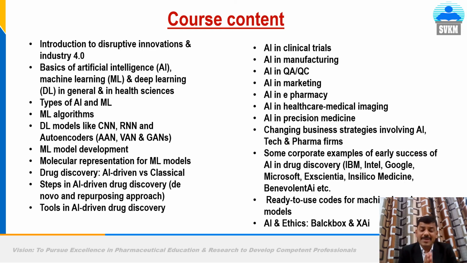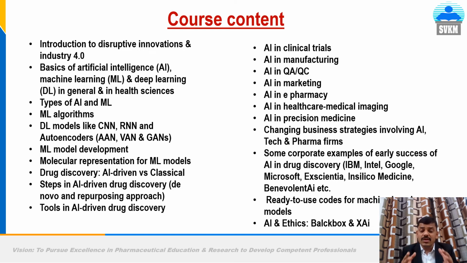We will talk about applications of AI in manufacturing. We will talk about applications of AI in QA and QC. We will talk about applications of AI in marketing, e-pharmacy, and healthcare medical imaging, that is how to scan various types of medical images through AI. We will talk about AI in precision medicine. Then, this is the most important, we will talk about why more and more pharma companies are shaking hands with AI companies, which are not very wealthy, not so successful, and not very old compared to pharma companies.